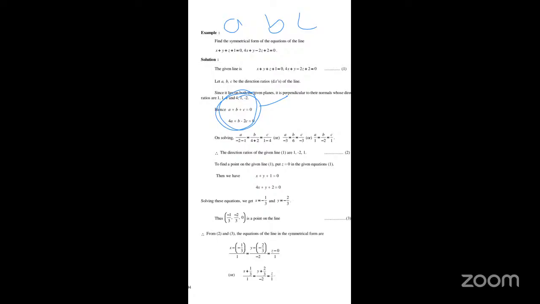How can we solve it? In the previous classes we studied it: if they give two equations, how do we find the three variables. Using that, we get A value is minus 3, B value is 6, and C is minus 3. Thus we can write A as 1, B as minus 2, and C as 1. Now we got the direction ratios.